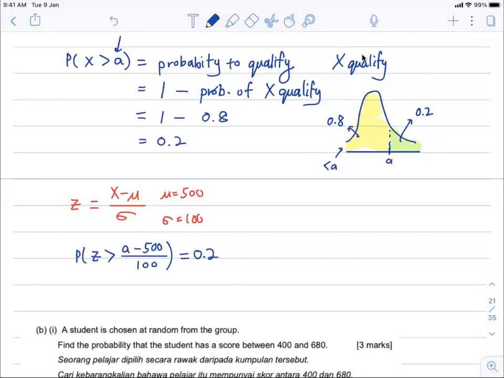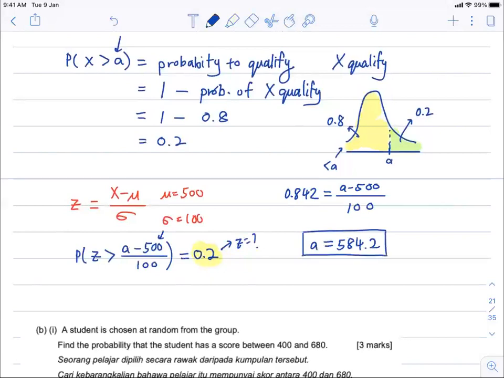Now we need to refer to the Z-score table to find the Z corresponding to the probability 0.2. From the table, we find that it is 0.842. The Z-score is 0.842. So 0.842 equals A minus 500 divided by 100. A is equal to 584.2. So this is the mark for any student to qualify.